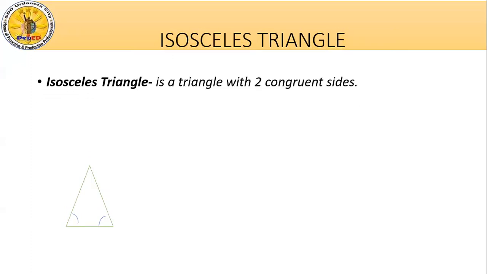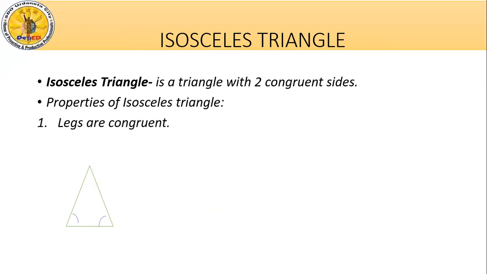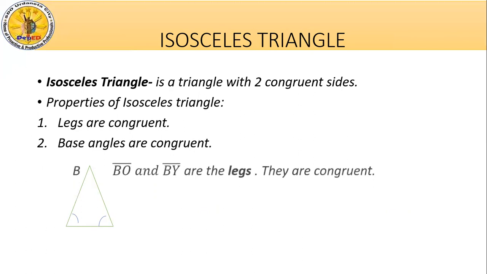Okay, isosceles triangles. An isosceles triangle is a triangle with two congruent sides. Here are the properties of an isosceles triangle. Legs are congruent. Base angles are congruent.